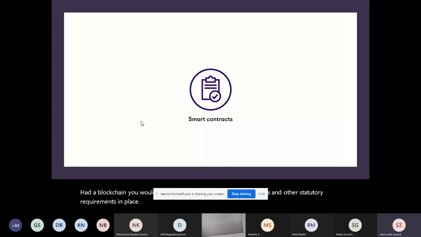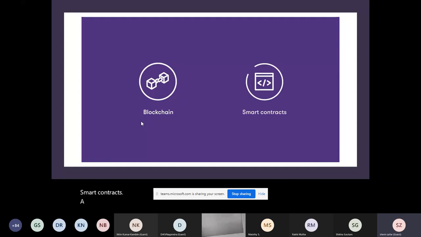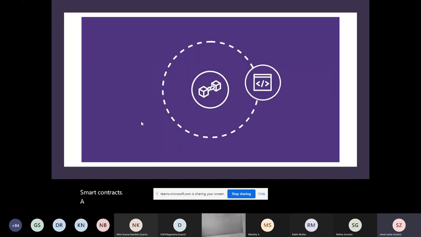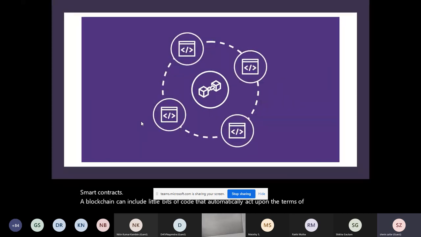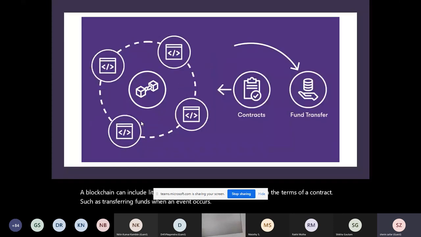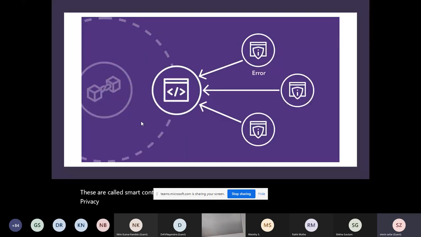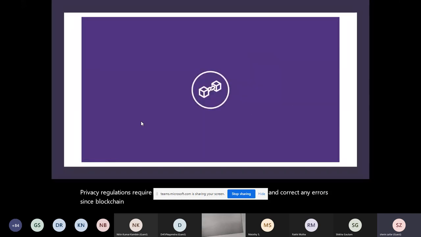Smart contracts. A blockchain can include little bits of code that automatically act upon the terms of a contract, such as transferring funds when an event occurs. These are called smart contracts. Privacy regulations require smart contracts to provide a way to report and correct any errors. Since blockchain transactions are permanent, you might even need to nullify and replace a smart contract. Make sure you have the appropriate rights to take that action.